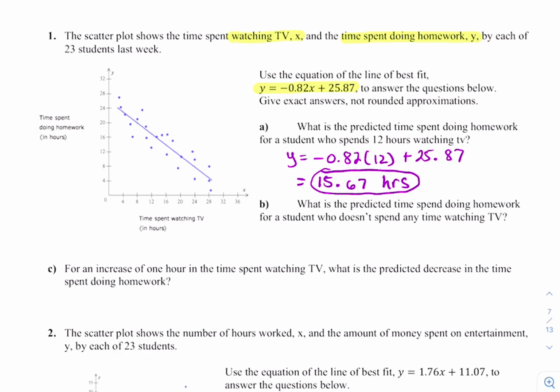Okay. And then next one, what is the predicted time spent doing homework for a student who doesn't spend any time watching TV? So that just means that I'm spending 0 time. So again, I'm just plugging that in for the appropriate value. So in this case, it's going to be that X again. And then we are simplifying that. So if I simplify, that is going to give me 25.87 hours.